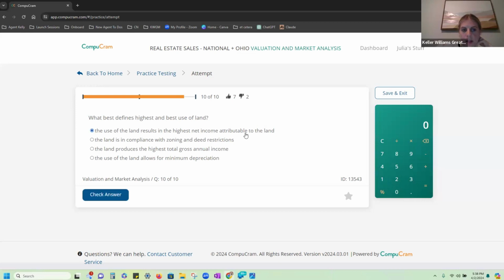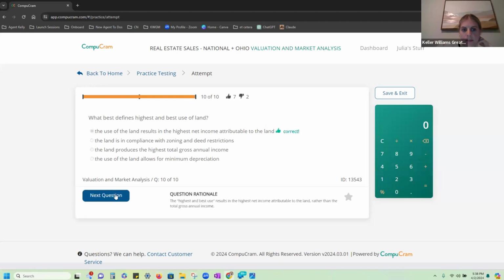All right, let's try A. So what best defines highest and best use of land? The use of the land results in the highest net income attributable to the land. So that would be the best definition of highest and best use of land. But C was also a good guess.